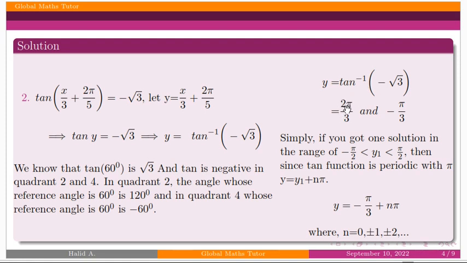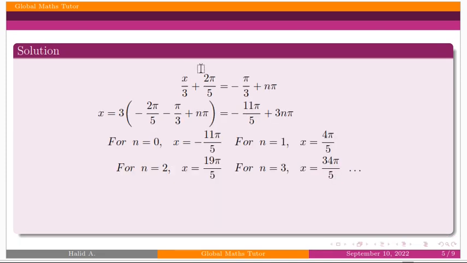This 2 pi over 3 can be found by letting n equal to 1: minus pi over 3 plus pi gives 2 pi over 3. That's why tan is a periodic function with period pi. After getting the general solution for y, make a substitution of y by x over 3 plus 2 pi over 3 and solve for x, because the question is to find x rather than y. So finding the value of x from this equation gives minus 11 pi over 5 plus 3n pi.